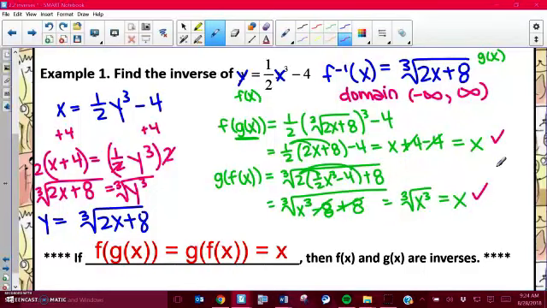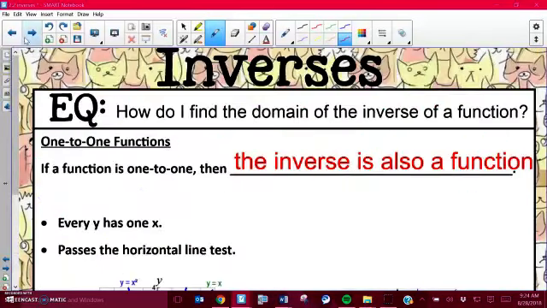So when you take the composition of two functions, you have to have them equal to x in order for them to actually be an inverse of one another. The last thing we're going to talk about is something called a one-to-one function. We know a function is a function if it passes the vertical line test, if every x has one y. But if a function is one-to-one, then the inverse is also a function.